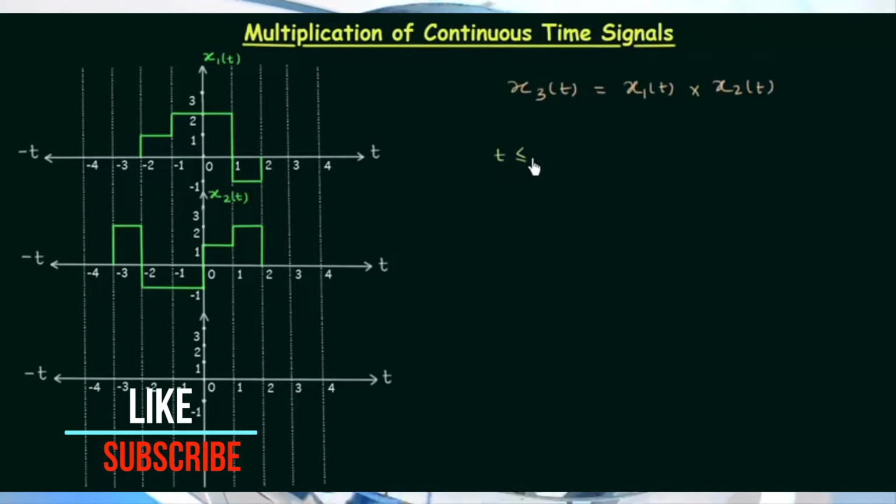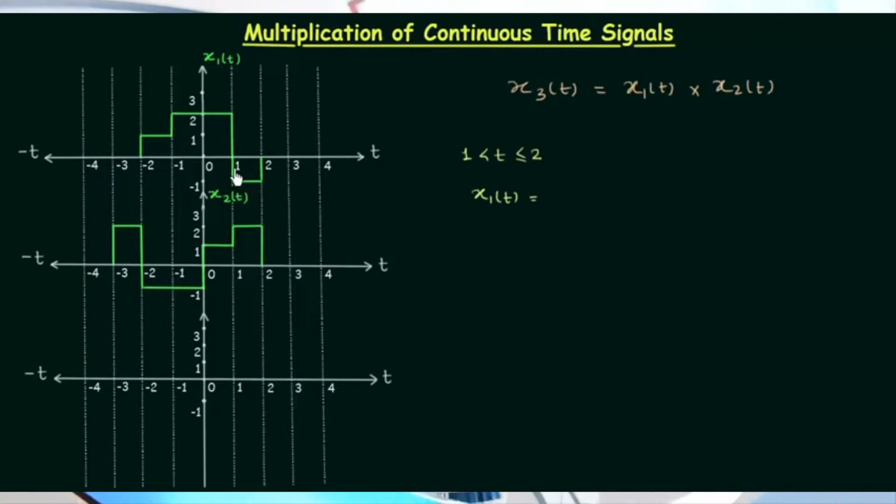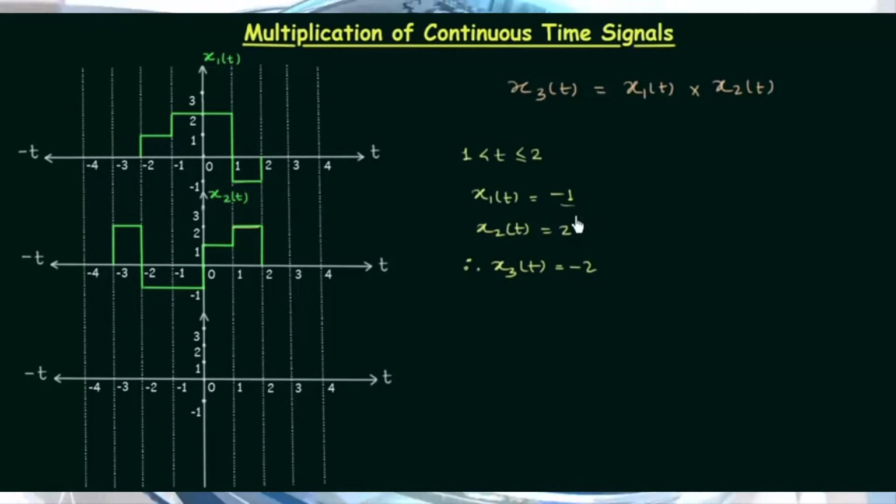When time t is less than or equal to 2 and greater than 1, signal x1(t) has amplitude equal to -1. You can see from 1 to 2, x1(t) is equal to -1, and signal x2(t) during this time interval is equal to 2. Therefore, the resultant signal x3(t) is equal to -2, because -1 multiplied with 2 is equal to -2.